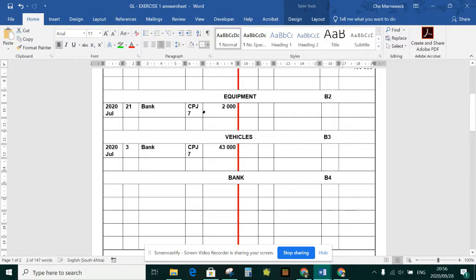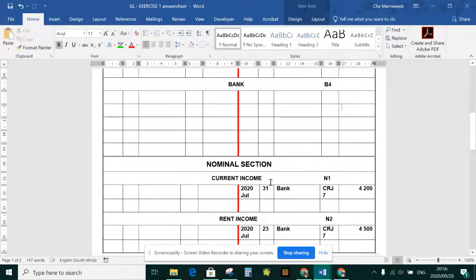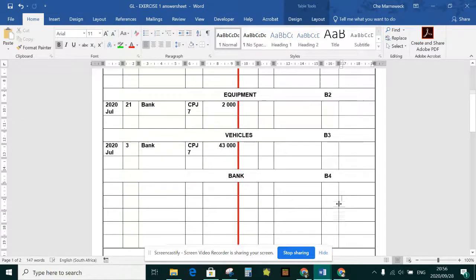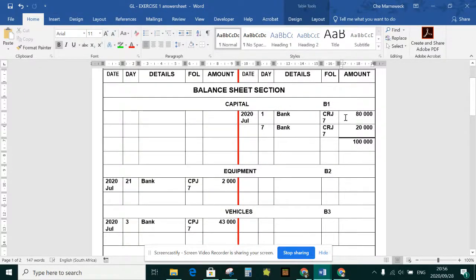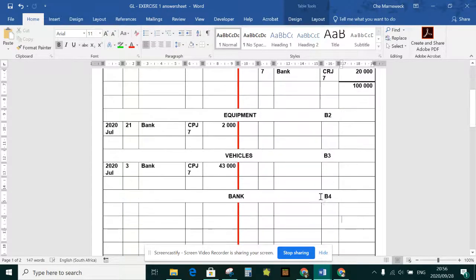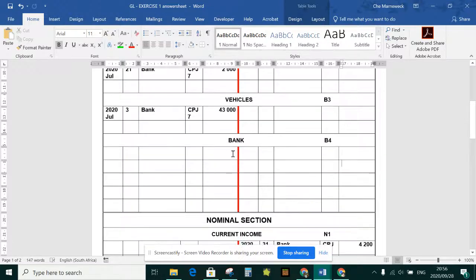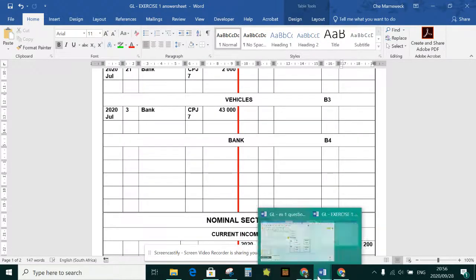For equipment, I've debited that amount in equipment, I would need to credit that amount in bank. For vehicles, if I debited that amount for vehicles, I would need to credit that amount in bank. So every single amount is going to be recorded once on the left-hand side and once on the right-hand side. That will mean if I added every single value on the left-hand side and every single value on the credit side, they should balance.